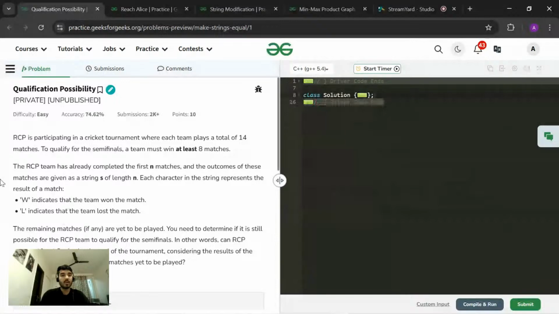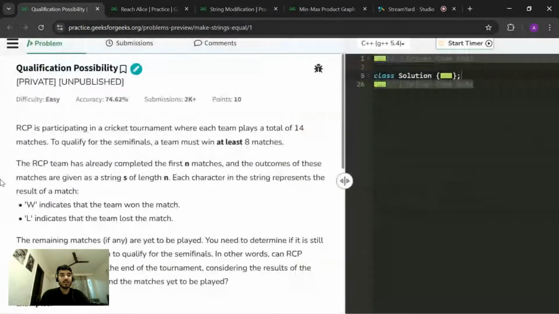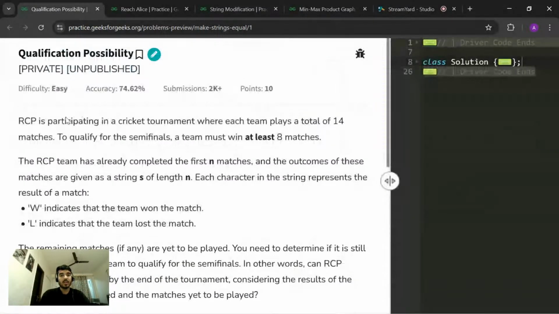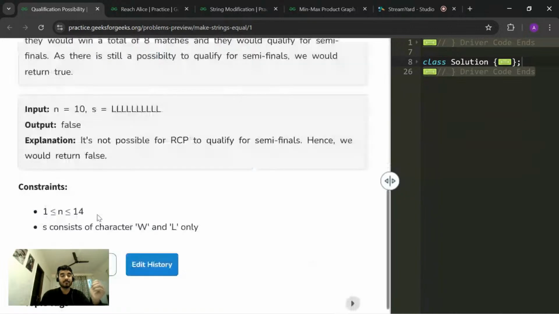Qualification possibility. RCB is participating in a cricket tournament where each team plays a total of 14 matches, and to qualify for the semi-final, a team must win at least 8 matches. The team RCB has already completed the first n matches, and you have the results of those n matches. The value of n is always less than the total number of games played, which is 14.